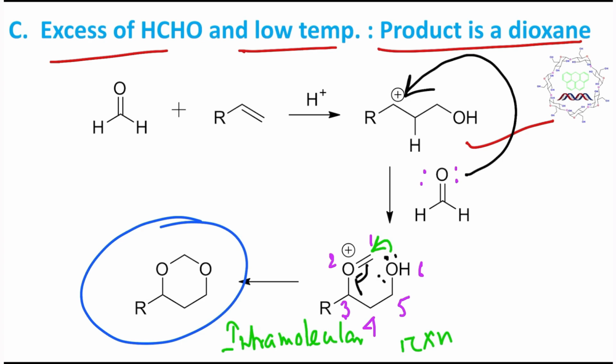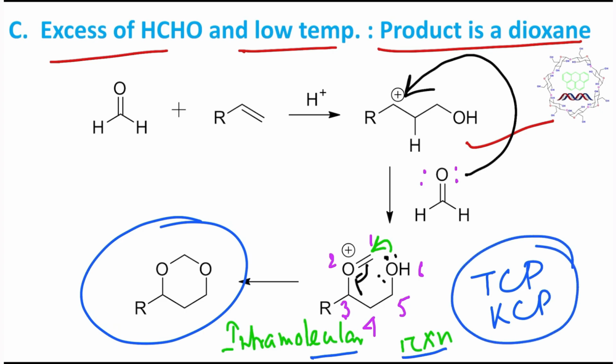Now students, please remember one statement, that intramolecular reactions are always faster or favored over intermolecular ones because of proper conformational orientation, and from both thermodynamic and kinetic points of view these intramolecular reactions are favored over intermolecular reactions. So this is the main mechanism for the 3 types of conditions.